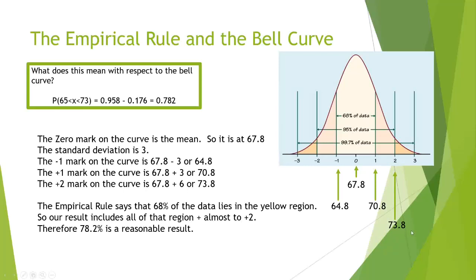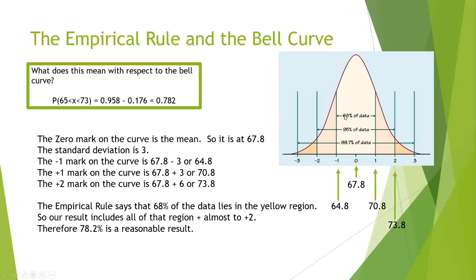Now let's look at our problem. We came up with a probability of 78.2%. So the empirical rule says that between -1 and +1, between 64.8 and 70.8, we should expect 68% of the data. Well, the 64.8 is pretty close to our lower limit here, but our upper limit is 73, right? So our upper limit is almost 2 standard deviations to the right. So we've got this little pink area here.